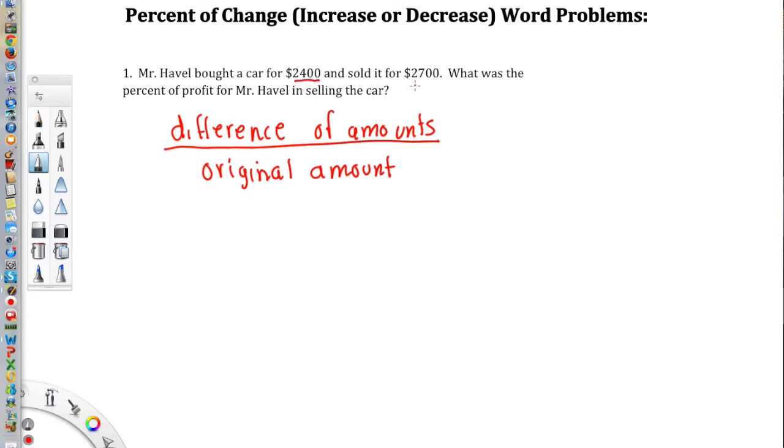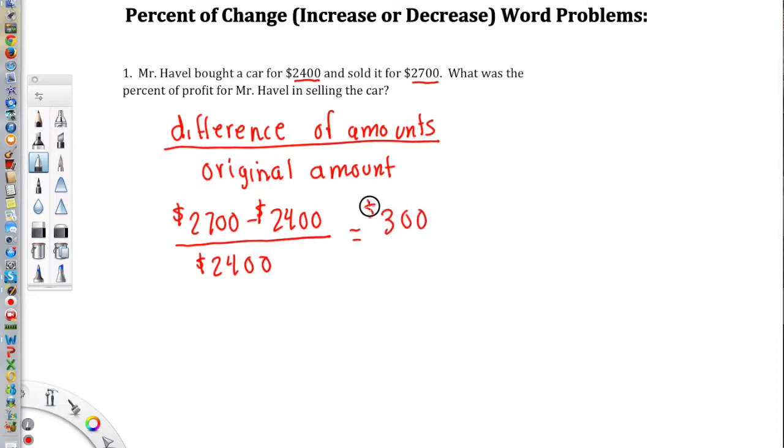Okay, so when I take a look at the amounts, I see that the car was bought for $2,400. It was sold for $2,700. We want to find the change or the difference between these two. So I'm going to take the larger amount, which is $2,700, and I will subtract the lesser amount, which is $2,400, and I'm going to divide that by the original amount, which the original amount of the car was $2,400. Once I find the difference, which will be $2,700 minus $2,400, that'll give me $300, and I will divide that by the original cost once again, which is $2,400.